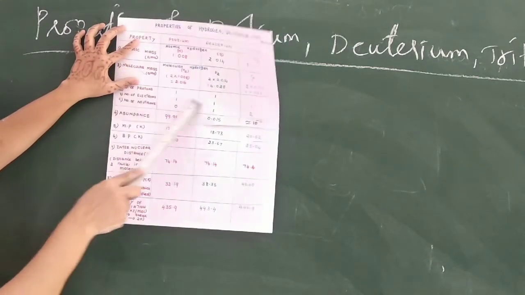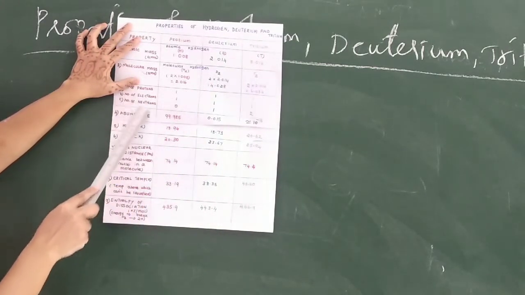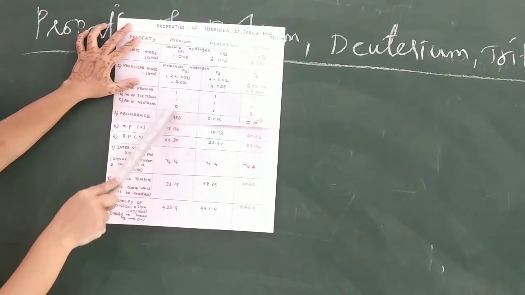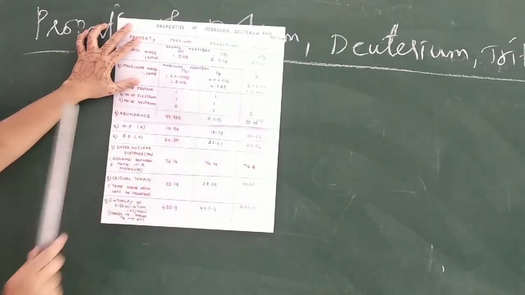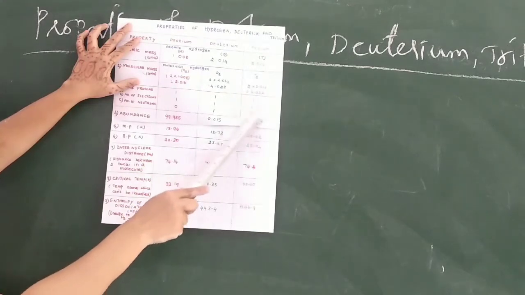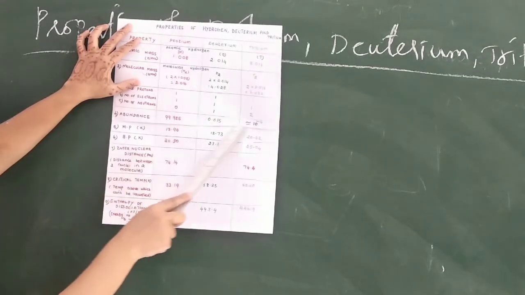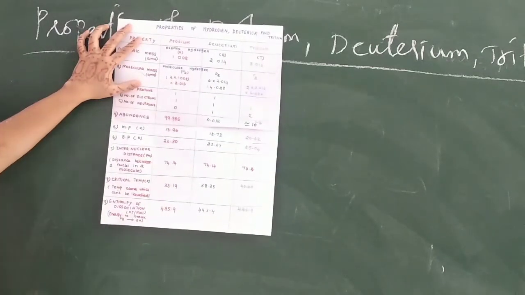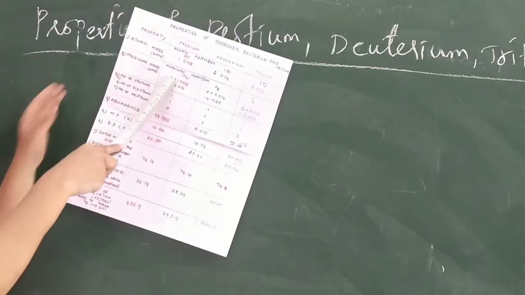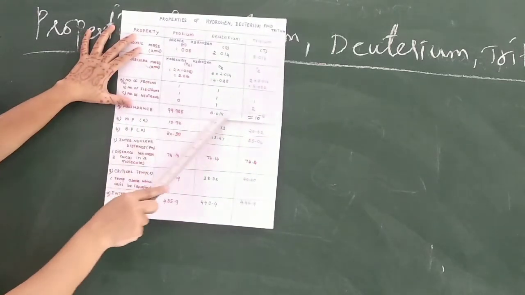The number of protons is the same, 1, 1, 1. The number of electrons is also the same, but the number of neutrons differs. In protium there are no neutrons, that is 0. In deuterium, 1 neutron. In tritium, 2 neutrons are present. Next, abundance. Out of these 3 isotopes, the more abundant isotope is protium. That is the common isotope. These are all percentage abundances.